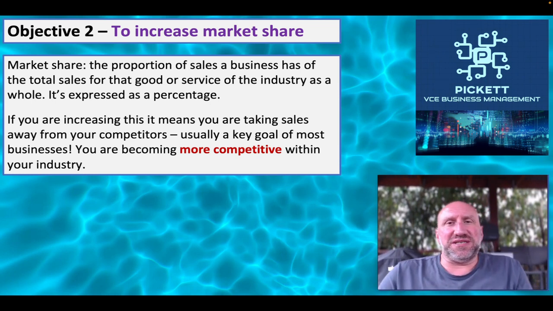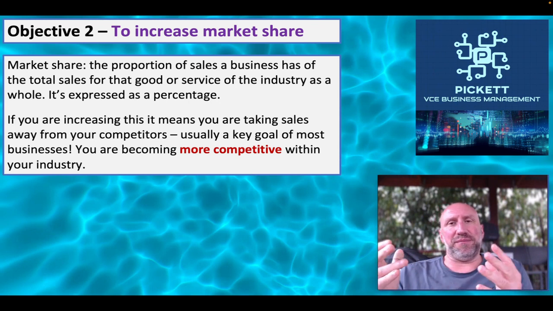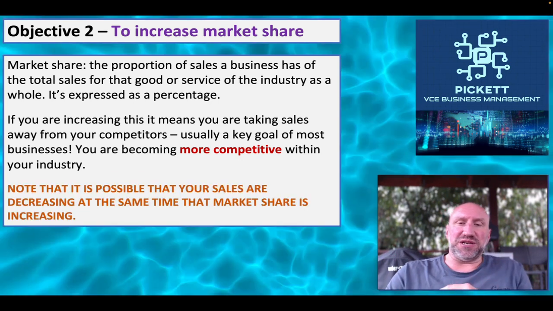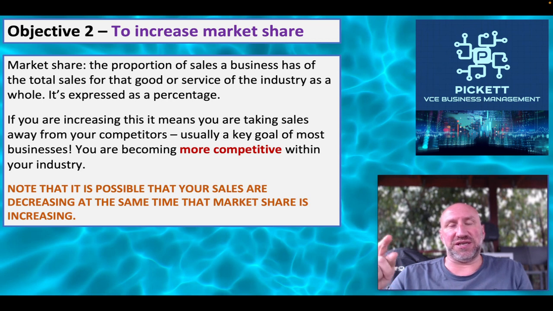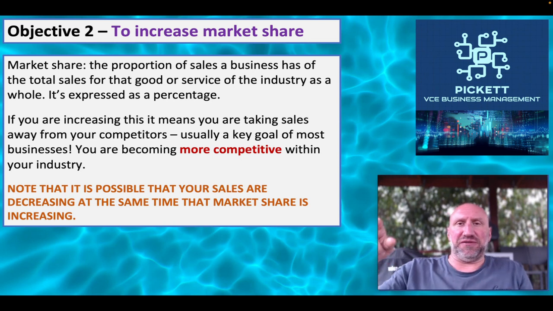What it means is if you're increasing your market share, you're becoming more competitive within your industry. Okay. Now, something to note, it is absolutely possible that your sales are decreasing at the same time that your market share is increasing. And this is a common error that students make. So don't think that if your sales are falling for whatever reason, that market share is necessarily falling.